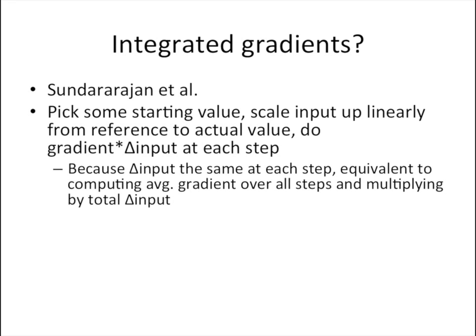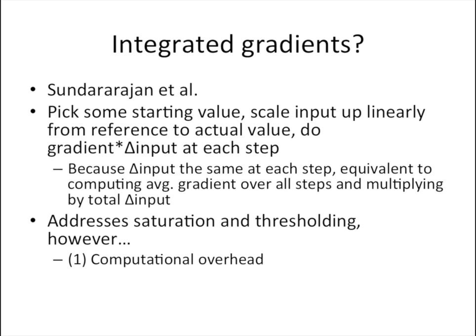Because delta input will be the same for every step as you are doing the scaling up linearly, this turns out to just be the same as computing the average gradient over all steps and multiplying by the total delta input. This approach addresses the saturation and thresholding problems, however, there are 2 caveats. First, doing the numerical integral adds computational overhead. And second, does it always give a good answer?